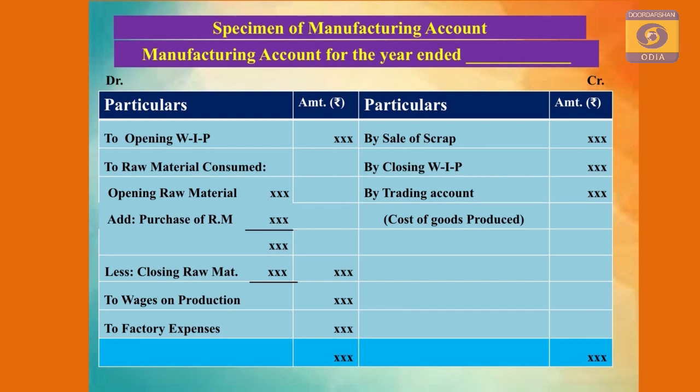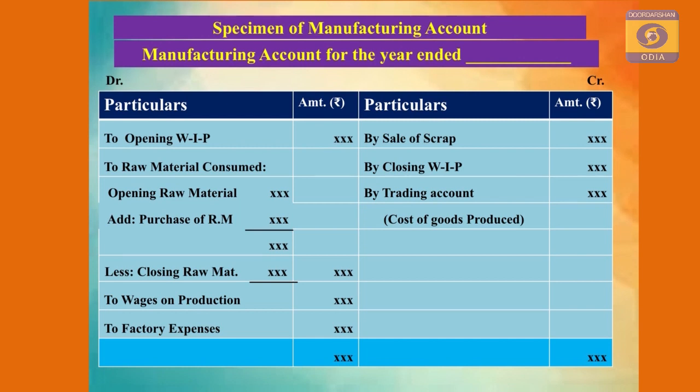So for the items on the debit side, we'll start with opening work in progress. The next item we have is raw materials consumed. Raw materials consumed, how do we find that? Opening raw material, add the purchases of raw material if any, total that, then we'll deduct the closing stock of raw material, and the balance will go to the outer column. That will give us the raw material consumed.